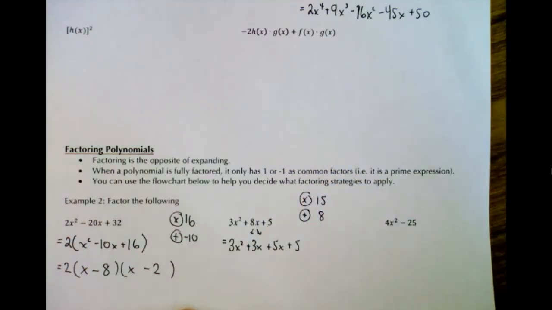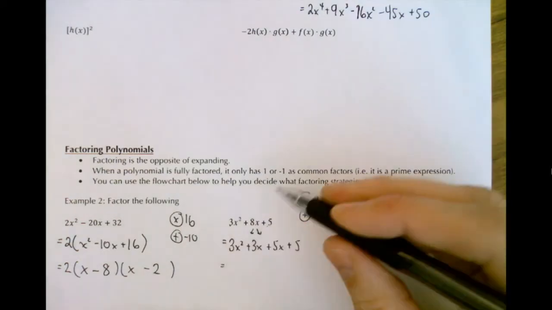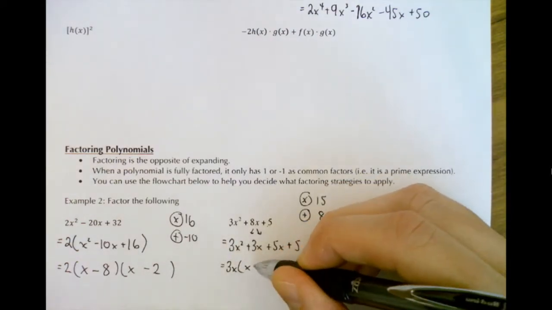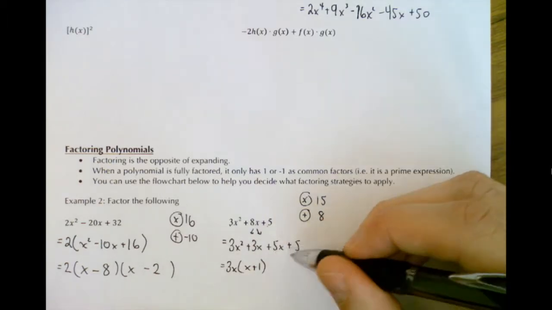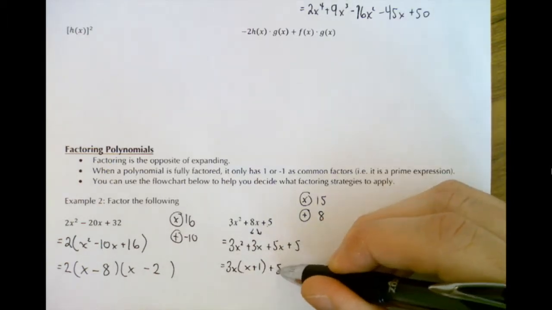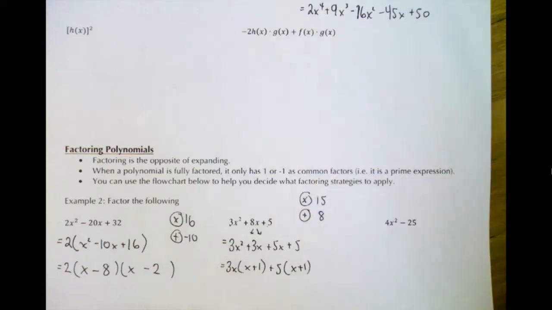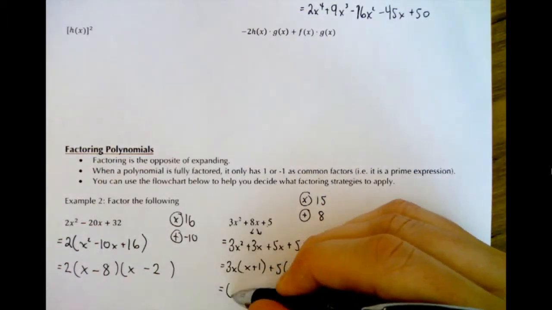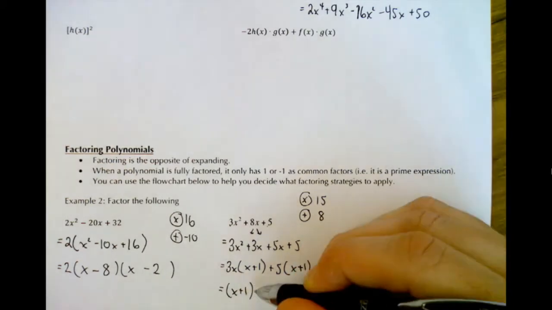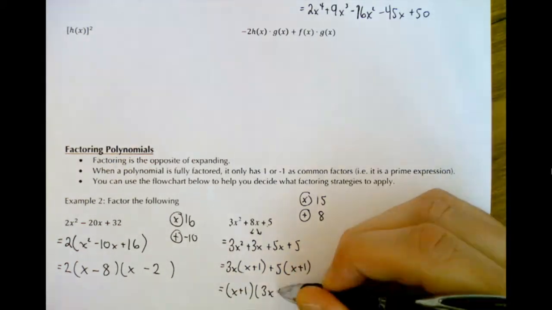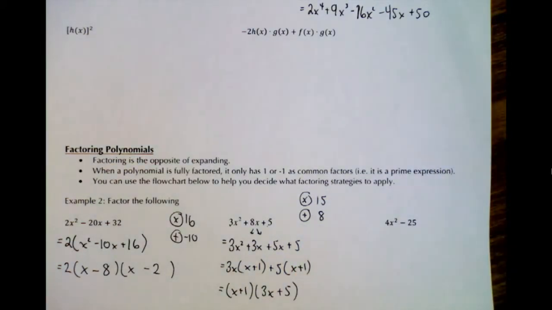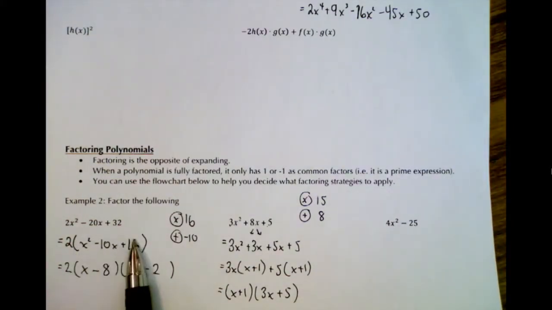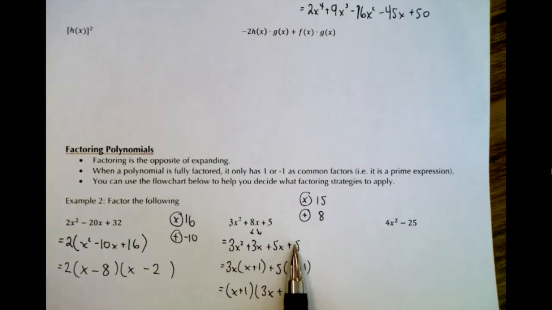And then we factor by grouping. Group the first two, and we can common factor 3x out, and we're left with x plus 1. Group the second two, we can common factor 5, and we're left with x plus 1. Now the bracket x plus 1 is common. That becomes our first factor. And what's left over is 3x plus 5, our second factor. So common factoring, simple trinomial factoring, complex trinomial factoring.